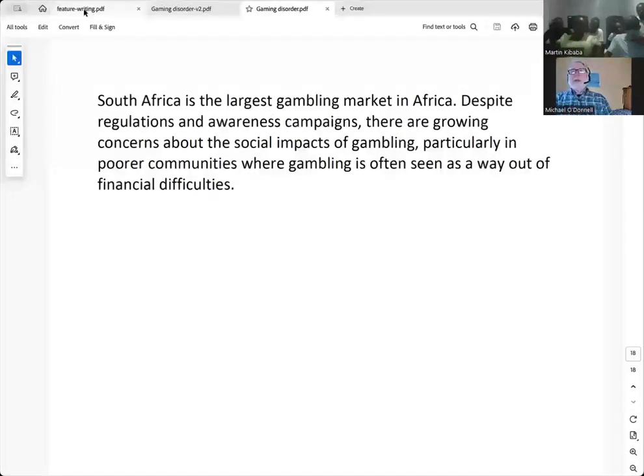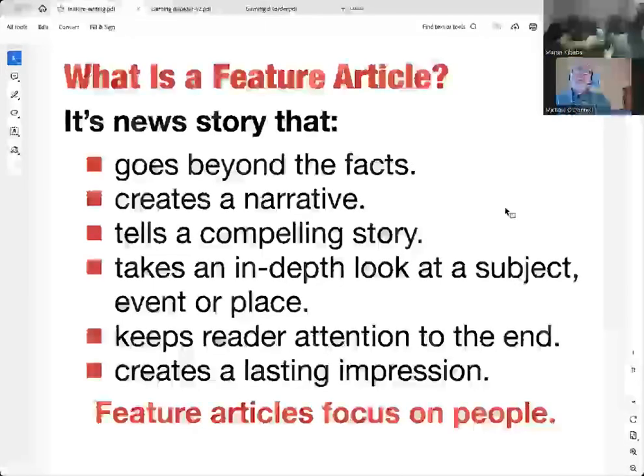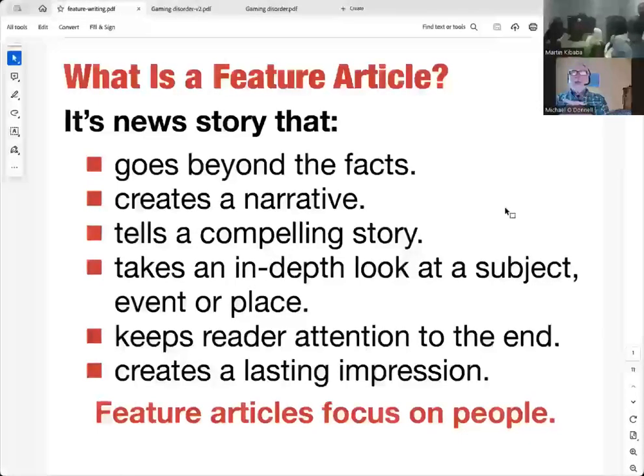Let's talk about feature writing, and we'll come back to parts of this story in a minute. So feature articles, we're talking about news stories. And if you look at magazines, long form journalism, and if you look at this story, it's really a feature article.